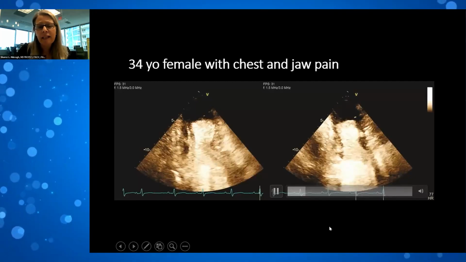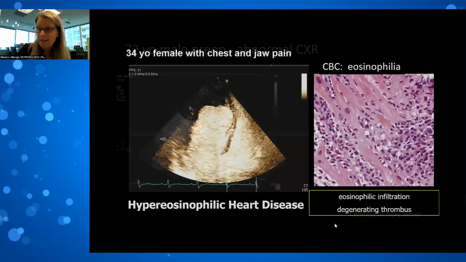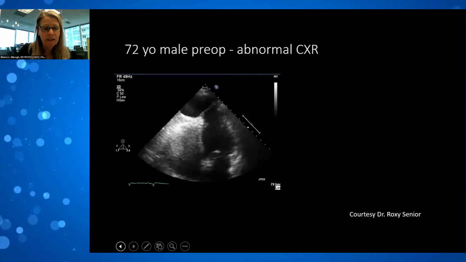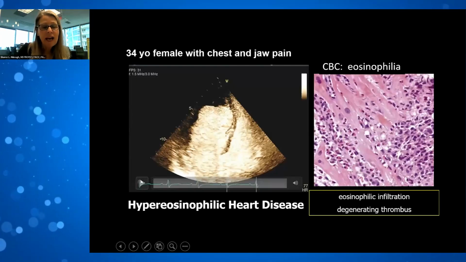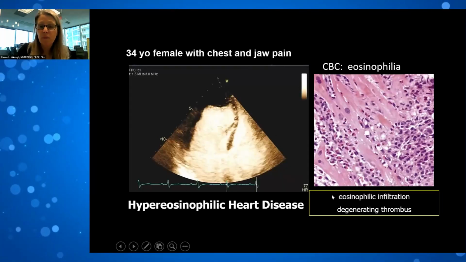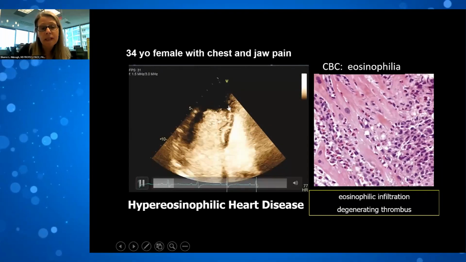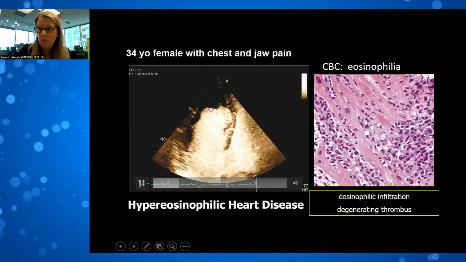And this appearance is most consistent with, can you guess? Yes, hypereosinophilic heart disease. Let me just go back to that last slide for a moment because it scooted ahead too quickly on me. Apologies. You can see that this patient did go on to have a biopsy, and eosinophilic infiltration and degenerating thrombus is what that echogenic area was that didn't have any perfusion, obviously.